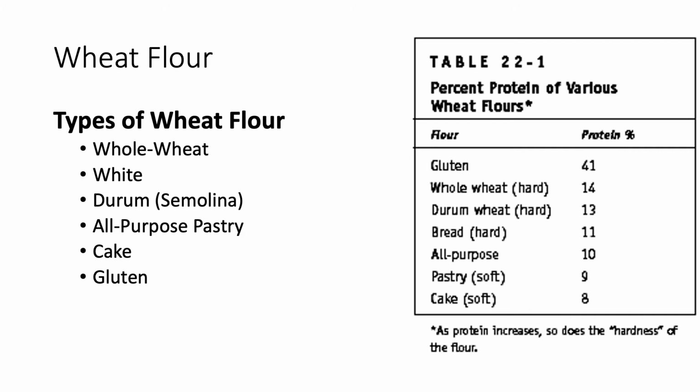So, wheat flour. Obviously there's a wide variety of wheat flours. You find white flour, all-purpose flour, pastry flour, cake flour, gluten flour, durum, which makes semolina flour used for pasta, and whole wheat flour. On the table on the right here, you'll see the varying protein contents of those different flours. The durum wheat that you use for pasta is very high in protein, along with whole wheat and bread flour, compared to cake and pastry flour, which are a bit lower in protein. So it's going to impact the hardness of those.